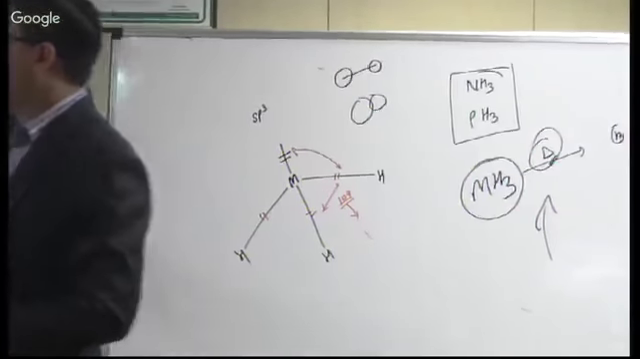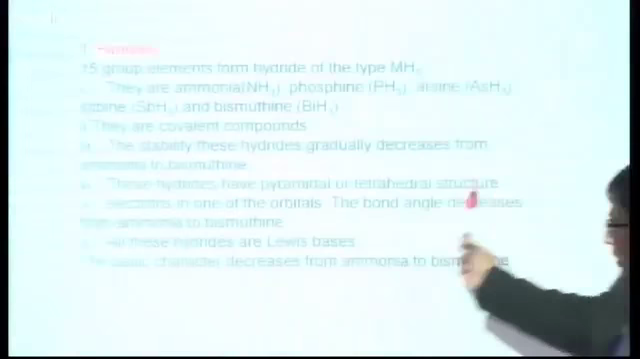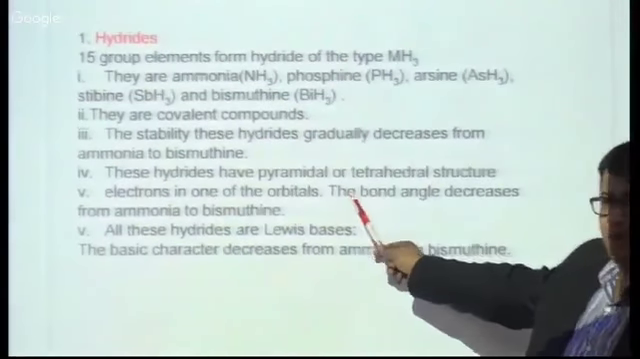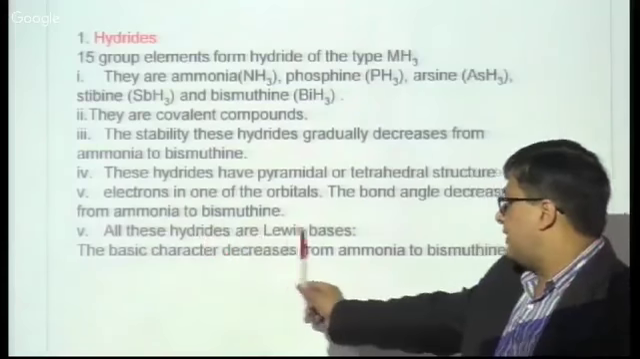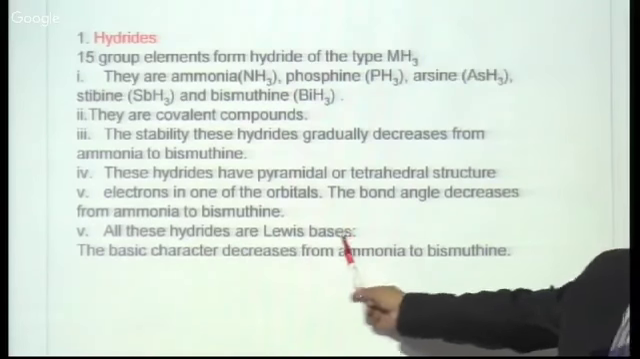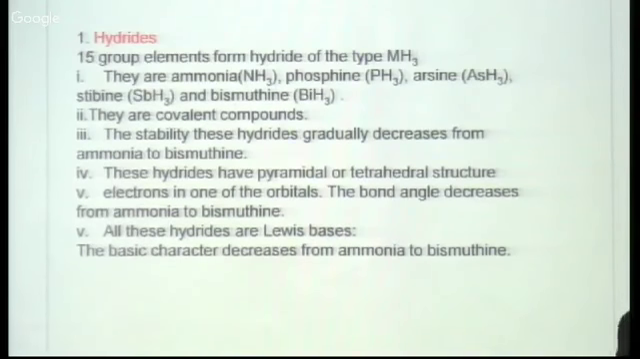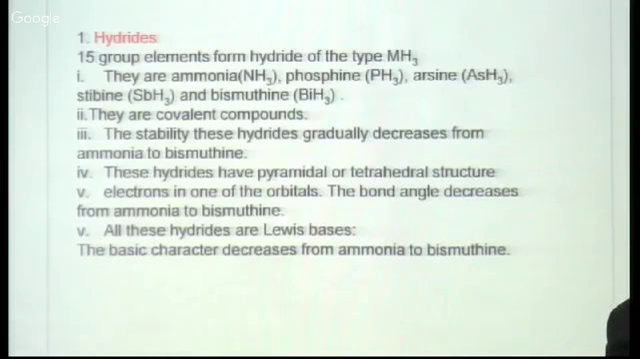So all are tetrahedral in electron geometry, and the bond angle decreases. Is it clear? All these hydrides are Lewis bases. Why are these Lewis bases? Presence of a lone pair, so they can easily donate the lone pair. Why are they Lewis bases? Due to the presence of a lone pair.